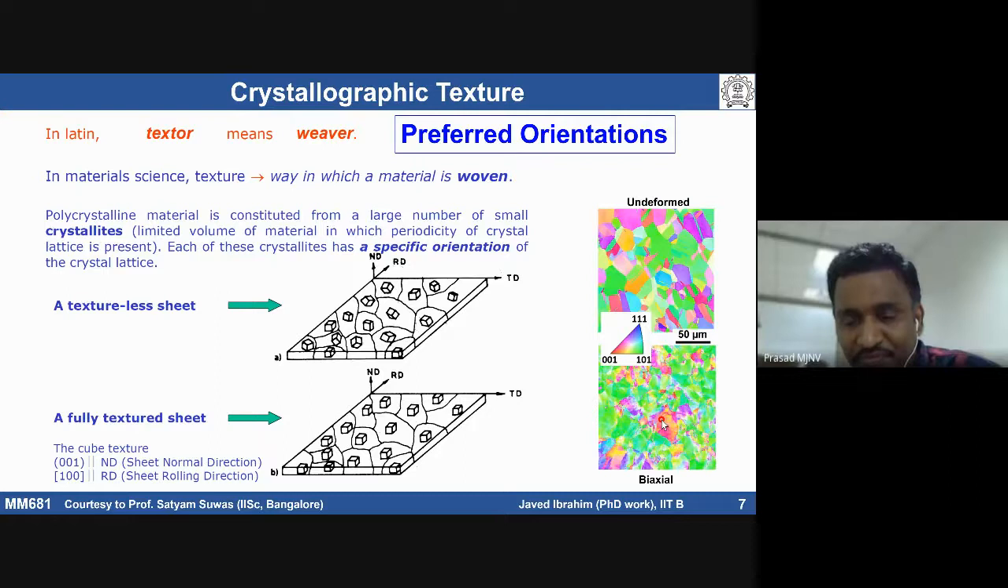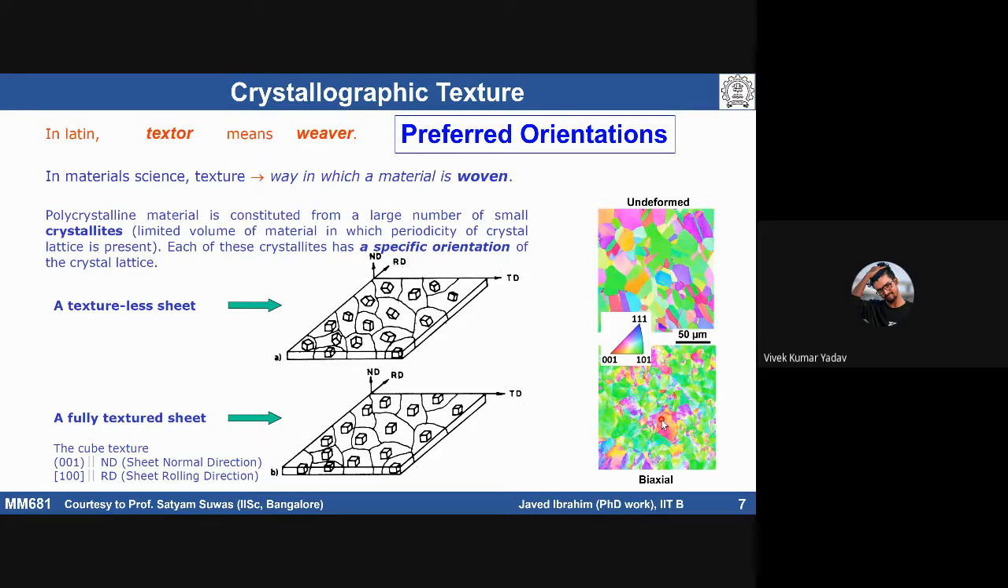Sir, I was thinking, if the orientation is preferred in a certain direction, let's say 001, it means there is no twist between grains. They are at the certain orientation, and the crystallographic planes are in the same direction. So some parts will look the same. So how will we differentiate two different grains?